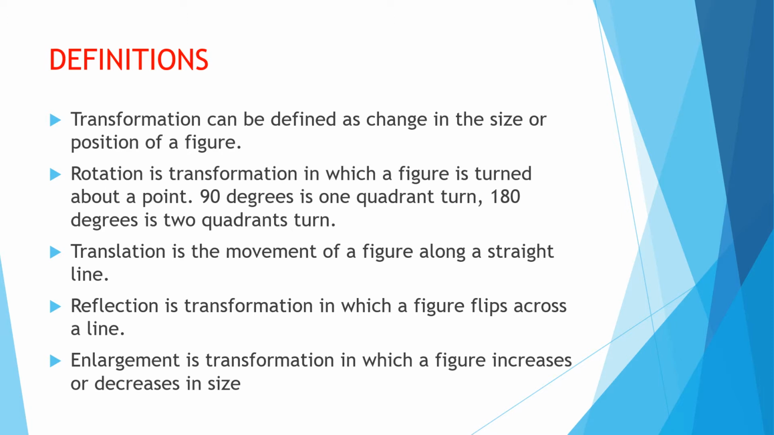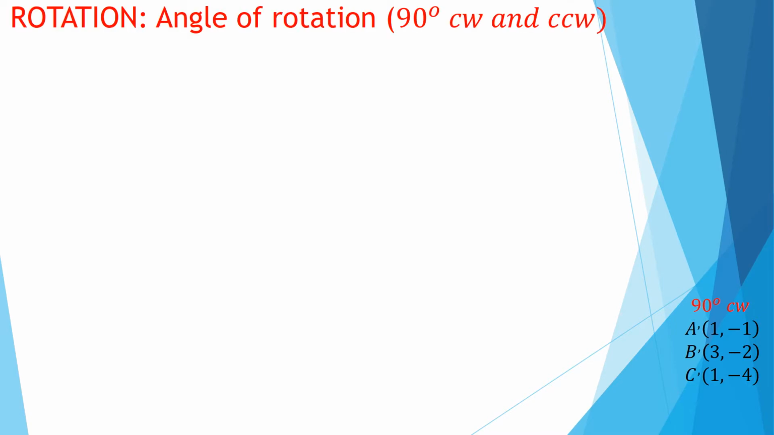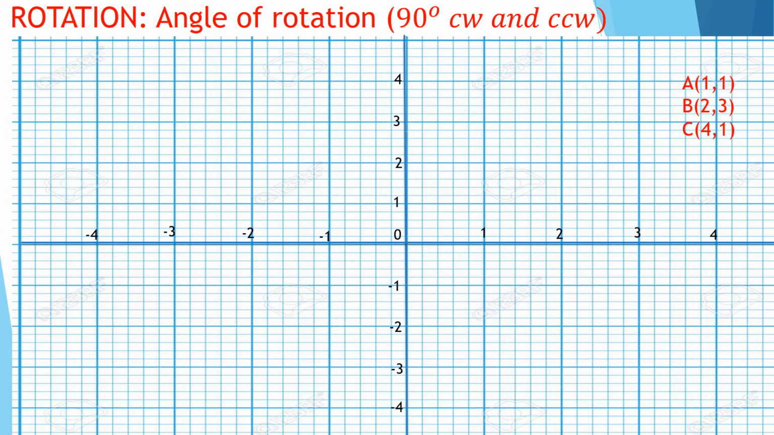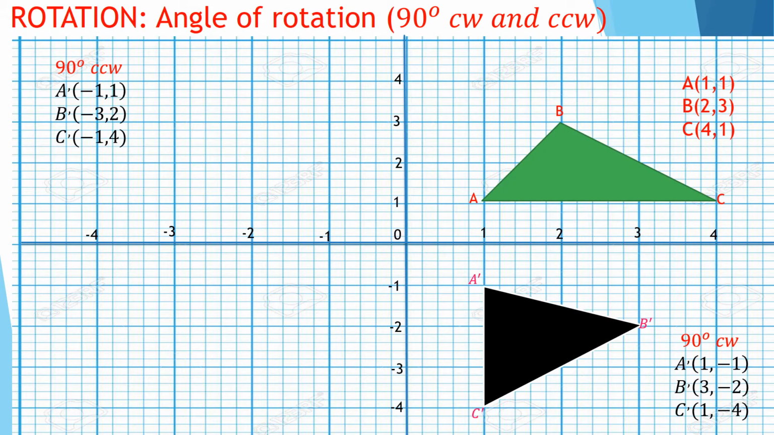So let's start with rotation. The angle of our rotation here is 90 degrees, and we'll be looking at clockwise and counterclockwise. CW here is clockwise and CCW is counterclockwise. Let me explain how you do the rotation. Starting with clockwise, you can see my diagrams here. I have two diagrams, the object and here is the image.